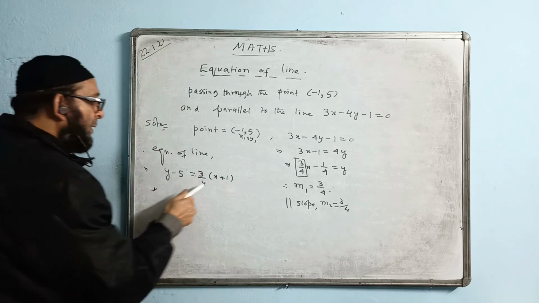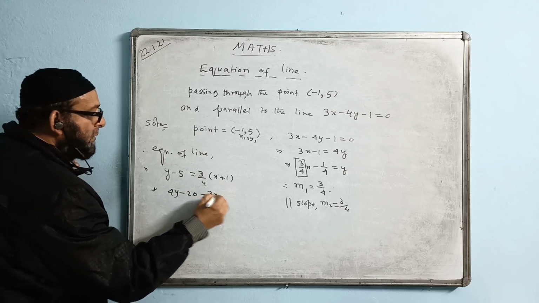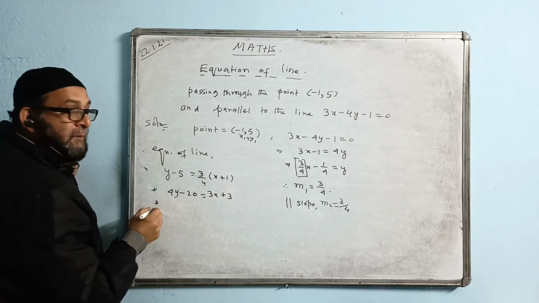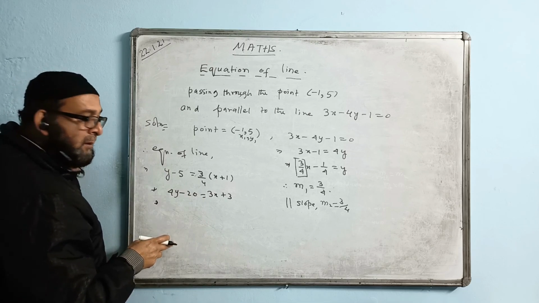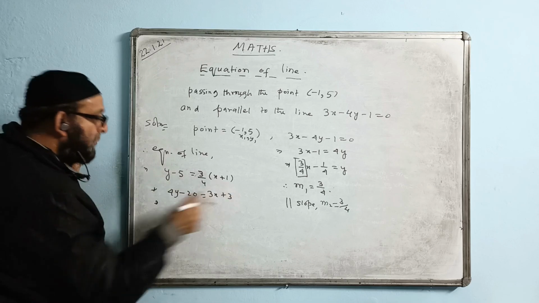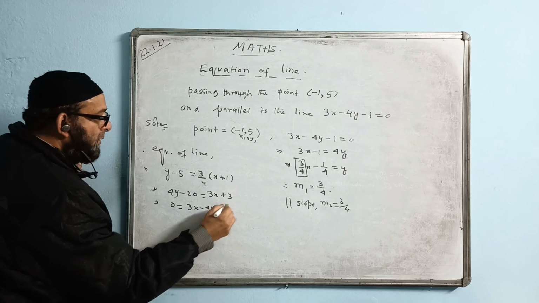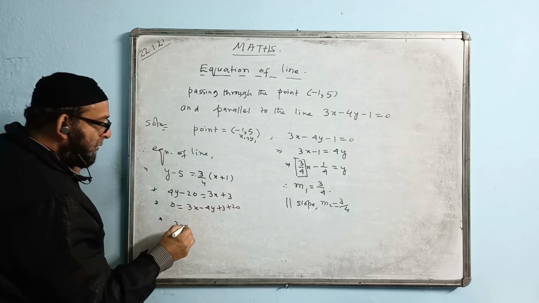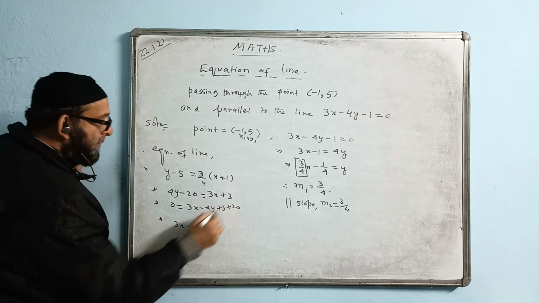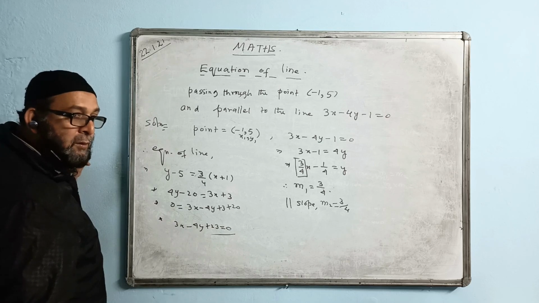Now we find the answer. 4 into this will become 4y minus 20 equals 3x plus 3. Which side will we keep x, the right or the left side? Left side, because x is positive. This one will go to the other side. It will come 3x minus 4y plus 3 plus 20. Now we will finalize the answer, writing x first: 3x minus 4y plus 23 equal to 0. Answer. Understood?